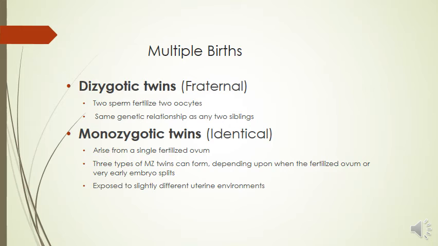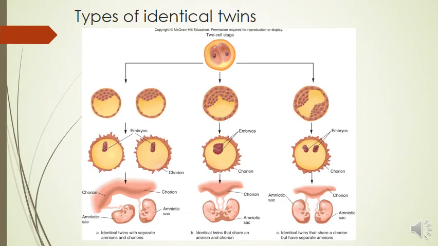There are three types of monozygotic twins, and it's dependent upon when the fertilized ovum, or the very early embryo, actually splits. And when you look at them, they are exposed to a slightly different uterine environment. That's important when you think about epigenetics. When you saw the film after the end of the first week, you were able to see that there are differences even in twins.